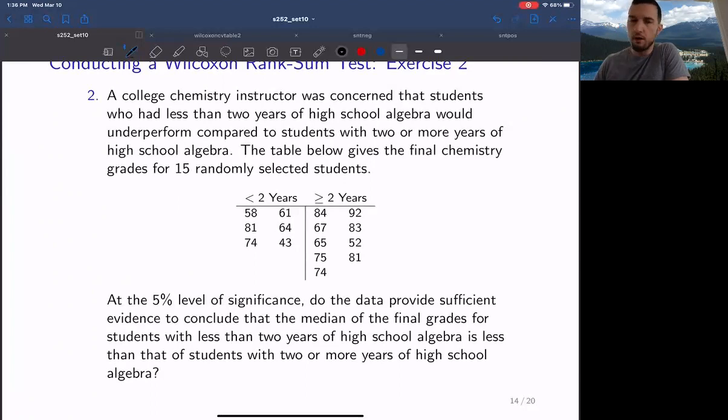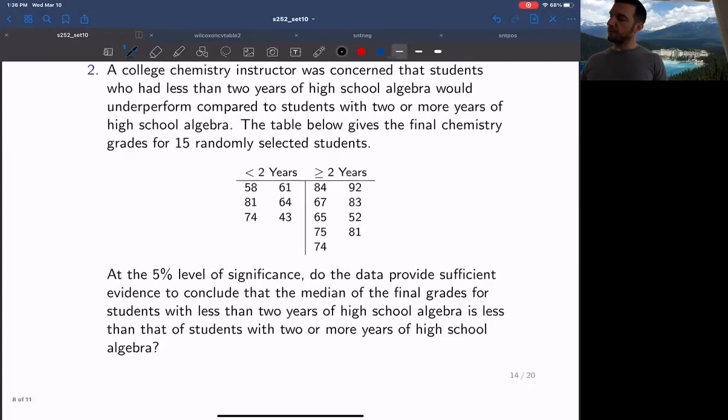All right, so in the first column of the table, depending on how you want to look at this, we have 6 final exam marks: 58, 61, 81, 64, 74, 43. So these are the final grades for 6 students out of the 15 that had less than 2 years of high school algebra. In the other portion of the table, we have 9 scores. So these are the final chemistry grades for 9 students who had 2 or more years of high school algebra.